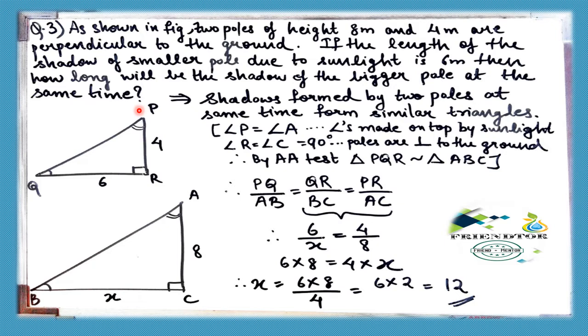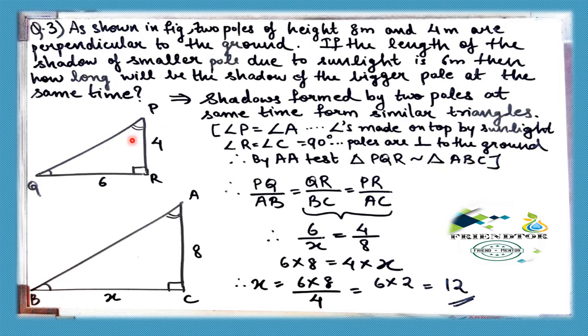The fixed time is important, because as time goes the sun's position will change and the shadow's length will also change, but at a fixed time it will make the same angle for any two objects which are perpendicular to the ground. Okay, so by AA test, triangle PQR is similar to triangle ABC.